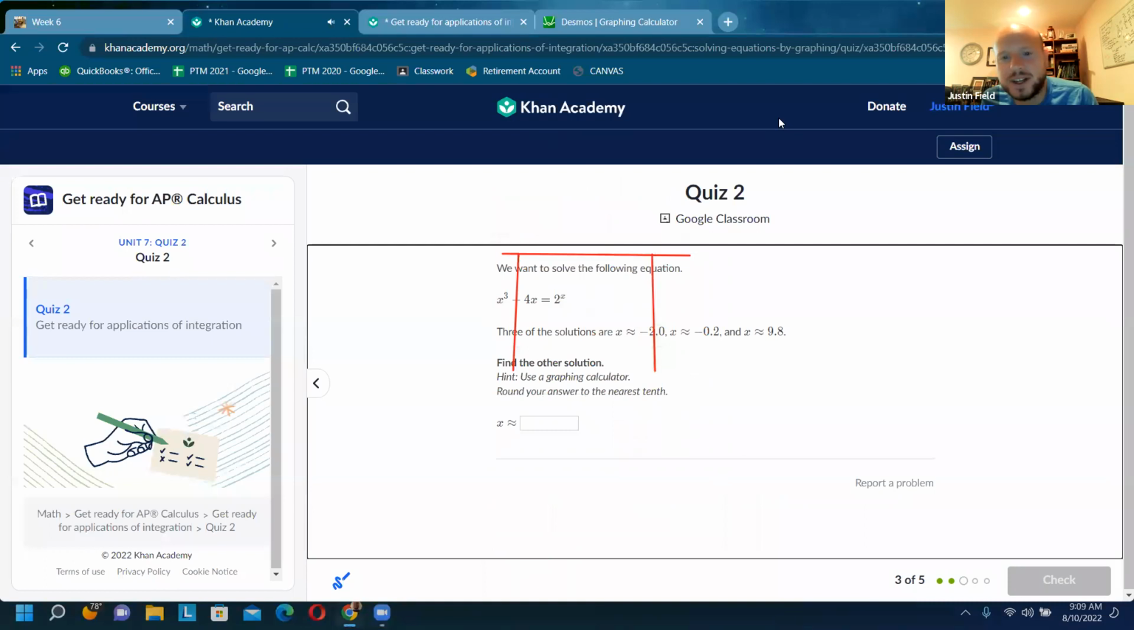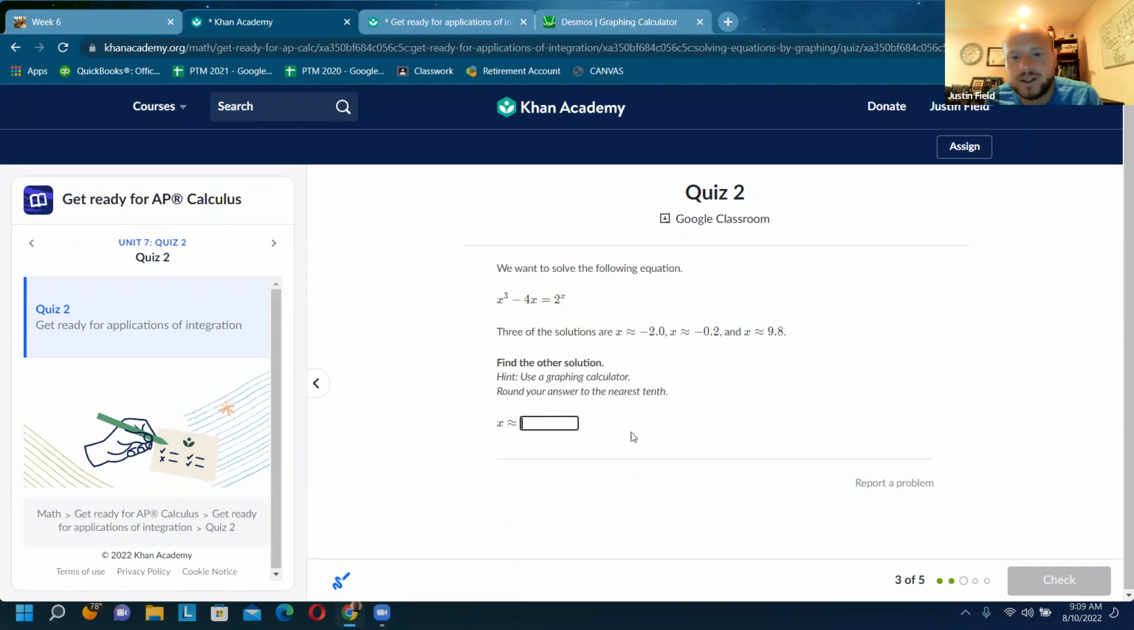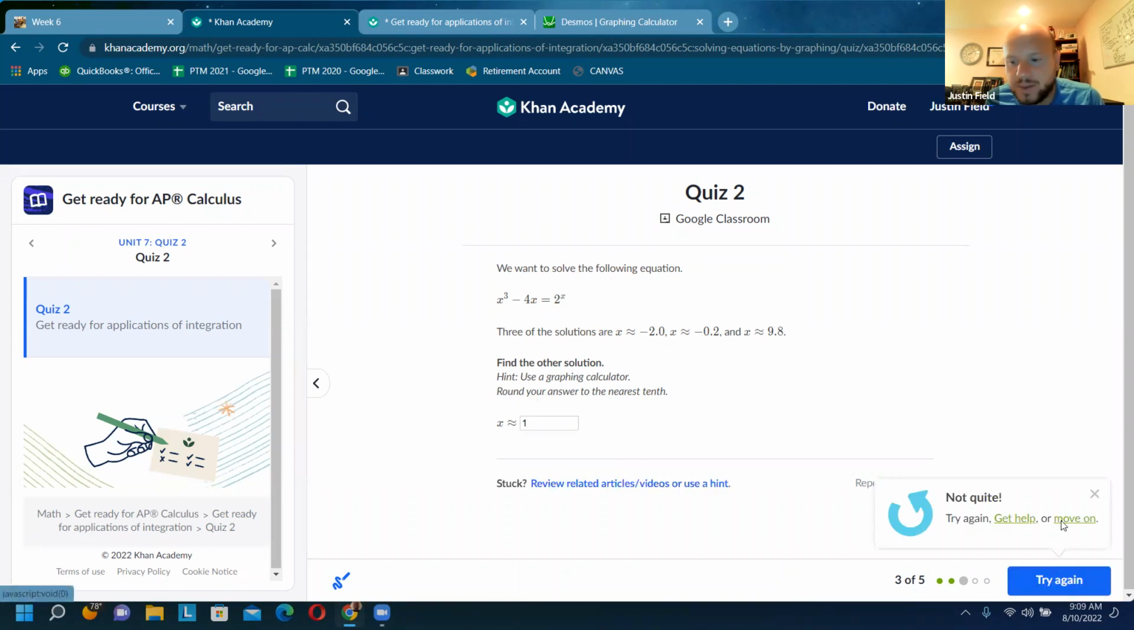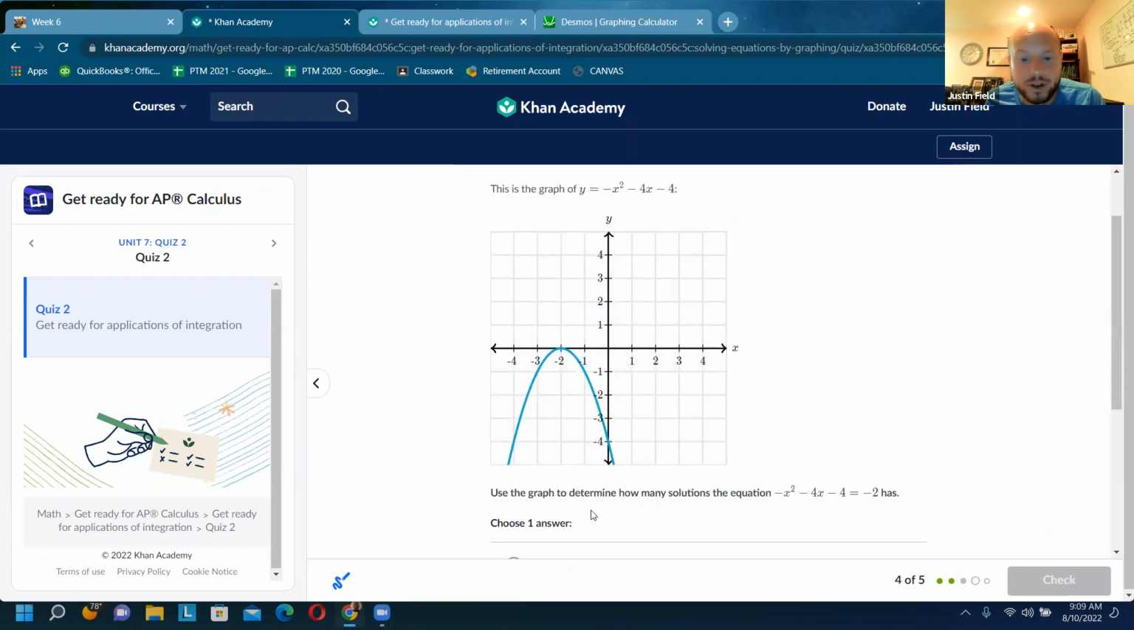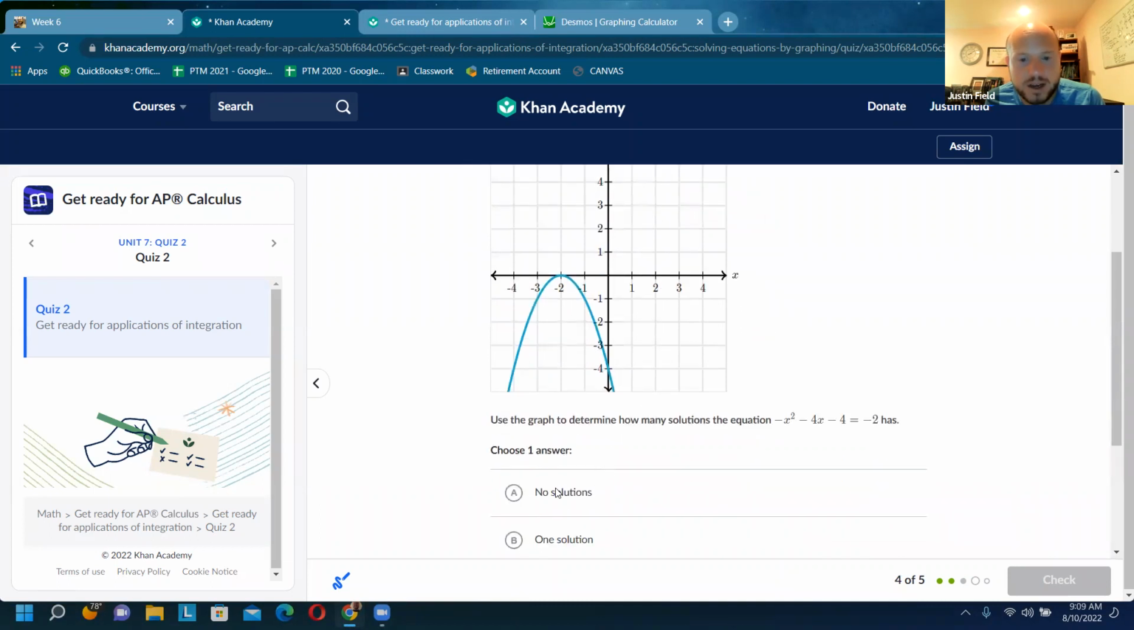This is fun calculus. We want to solve the following equation: x cubed minus 4x equals 2 to the x. Three of the solutions are given, find the others. All right, so you can do that one. I won't spoil all your fun. And you can do that one too.